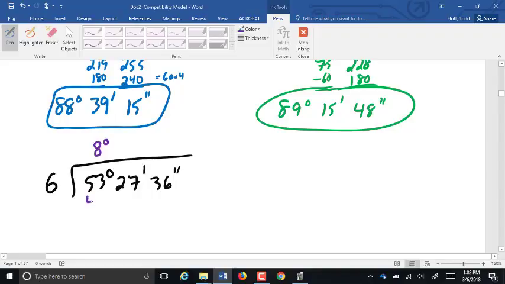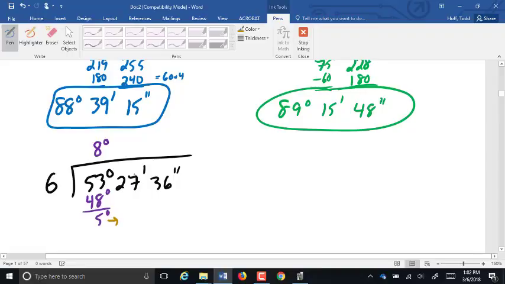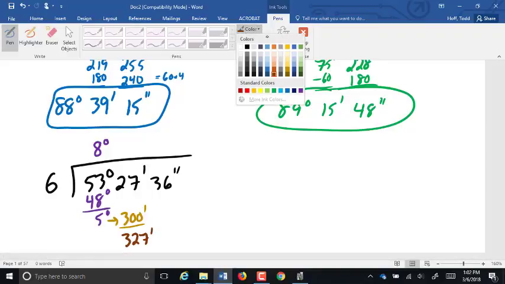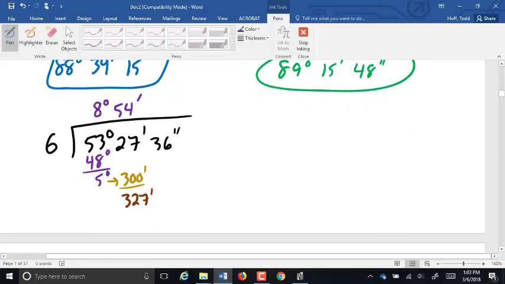What's 8 times 6? 48 degrees. So we subtract and we have 5 degrees left over. Well, before I can bring down the 27 minutes, I have to turn that 5 degrees into minutes: 5 times 60 makes it 300 minutes. So 27 plus 300 is 327 minutes. Now I have to do 327 divided by 6, which is 54 minutes. 54 times 6 is 324.